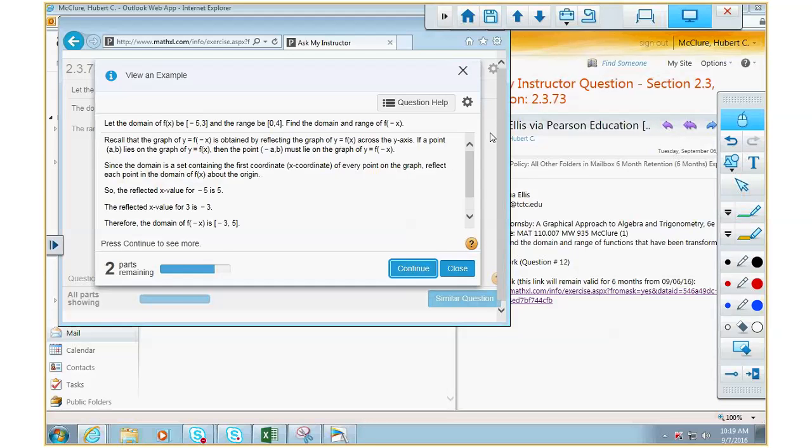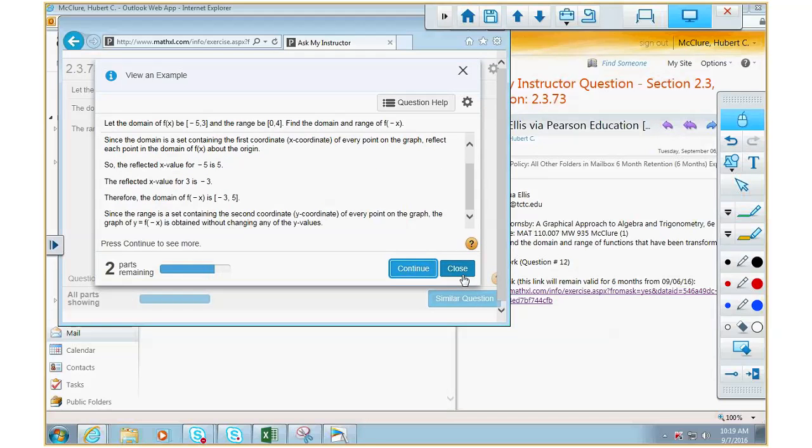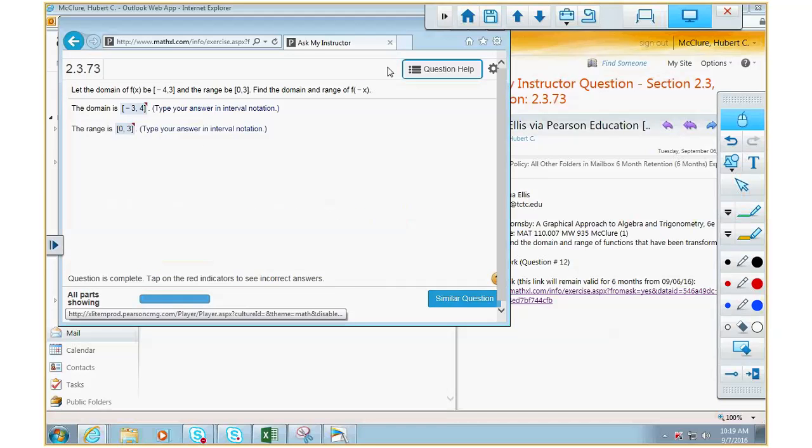It looks like to me this is what they did. It's reflective, so the -4 would be +4, and the 3 would be what? -3. So your domain will be -3 to +4, and you don't have a reflective of 3, so the range is going to stay the same. That's what they're saying, because you're reflective around the y-axis.